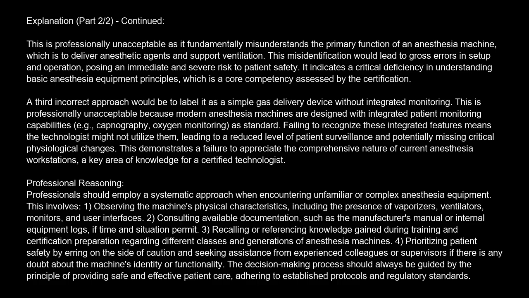Professionals should employ a systematic approach when encountering unfamiliar or complex anesthesia equipment. This involves: 1. Observing the machine's physical characteristics, including the presence of vaporizers, ventilators, monitors, and user interfaces. 2. Consulting available documentation, such as the manufacturer's manual or internal equipment logs, if time and situation permit. 3. Recalling or referencing knowledge gained during training and certification preparation regarding different classes and generations of anesthesia machines.